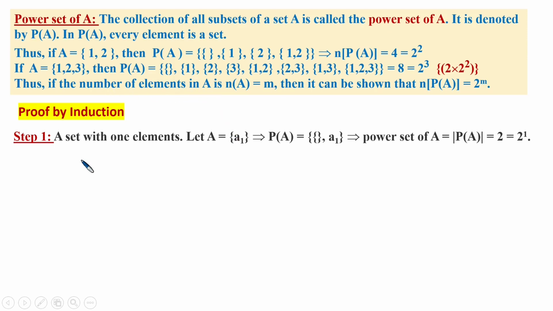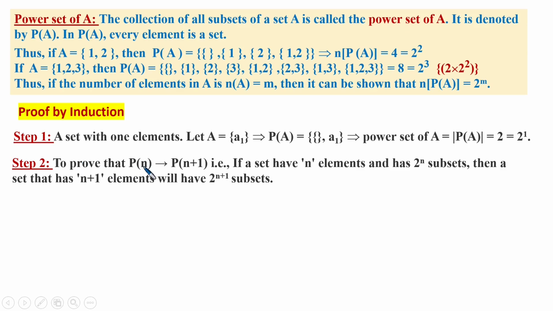Now step 2 is you assume that P of n is true. Then you show that if you replace n with n plus 1, you get the required answer. So here I say that if a set has n elements and has 2 to the power n subsets, then a set that has n plus 1 elements will have, instead of n, 2 to the power n plus 1 subsets. So this we have to prove. How do we prove this?